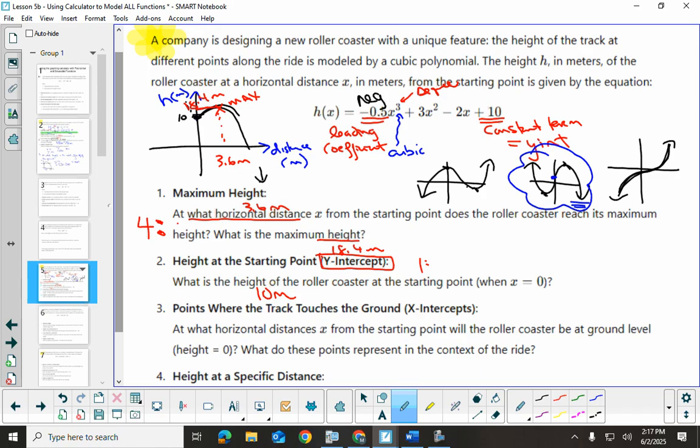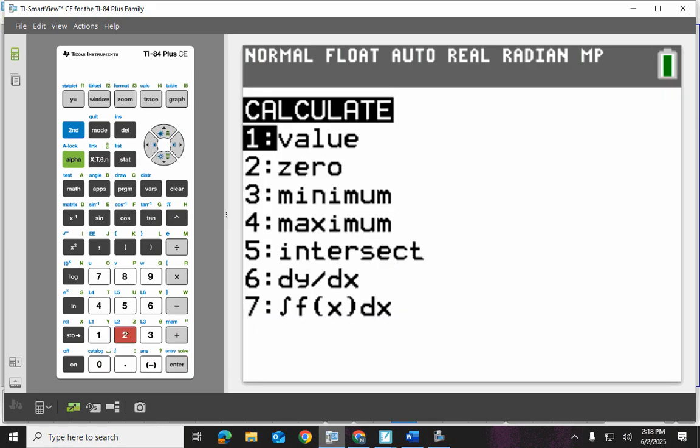At what horizontal distance from the starting point will the roller coaster be at ground level? Now, this is kind of a stupid question because if a roller coaster is at ground level, it's not going to end well for the people on the ride. Like, it means you're hitting the ground. Unless they've physically removed dirt and you actually go underground or something, you don't ever want to be on a roller coaster at ground level. Okay, it's kind of like a Ferris wheel, right? You always want to stay above the ground. But for argument's sake, what we're looking for here is the x-intercept. So that is using number 2. So second trace, number 2.